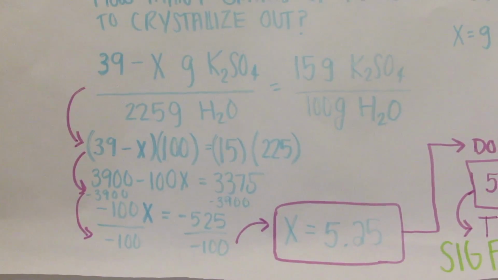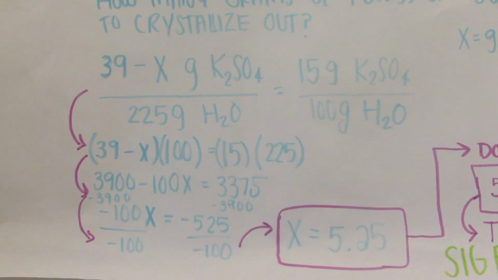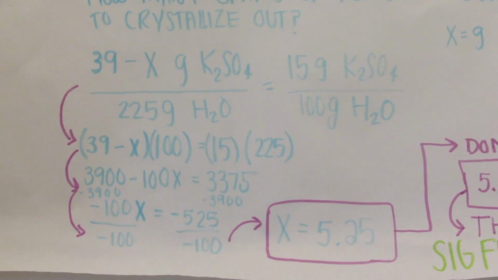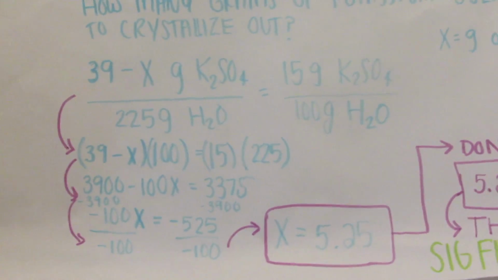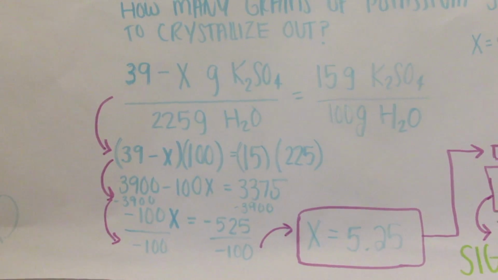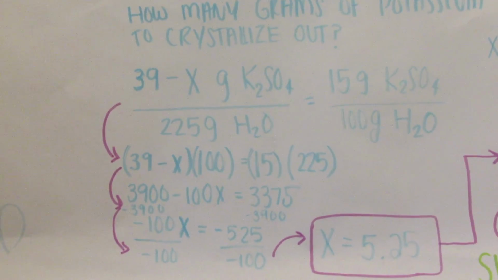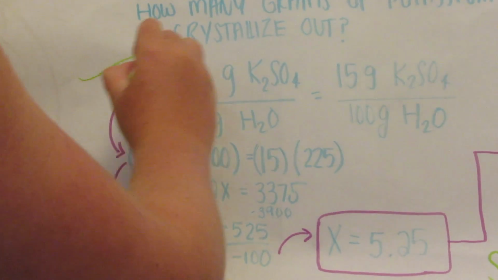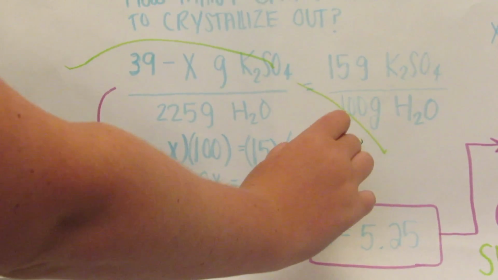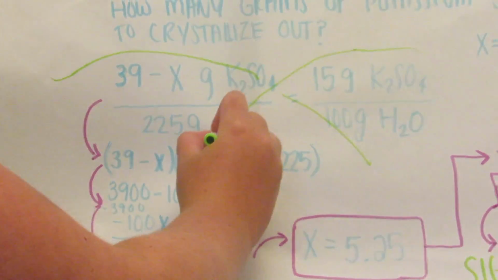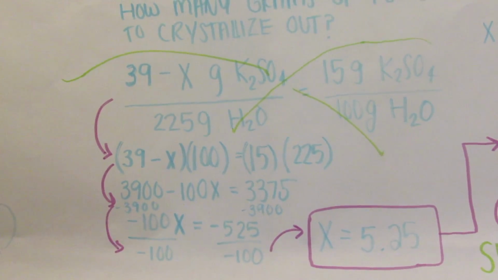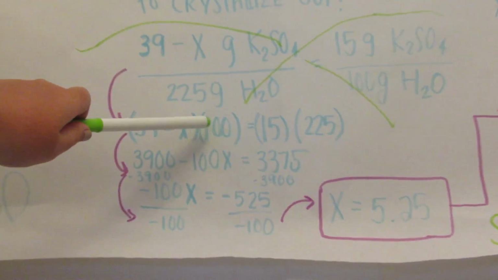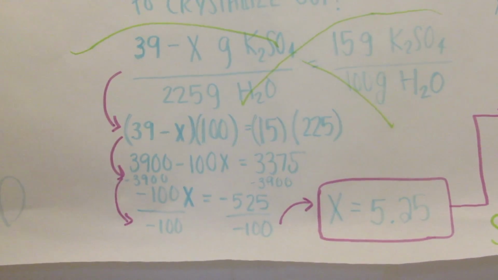So our beginning equation we're going to start with is 39 minus X grams of K2SO4 over 225 grams of H2O equals 15 grams of K2SO4 over 100 grams of H2O. So now we're going to do some algebra and some cross multiplication. We multiply the top and the bottom together, and then the other top and the bottom together. For now we're just going to put the units to the side to make it easier to see. But we have 39 minus X times 100, and then 15 times 225.